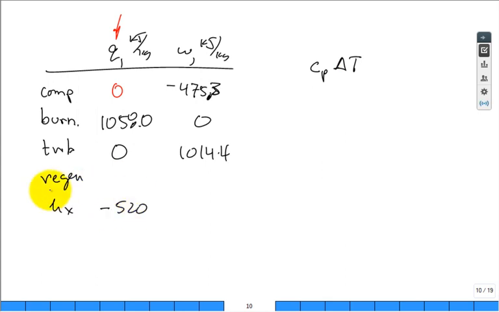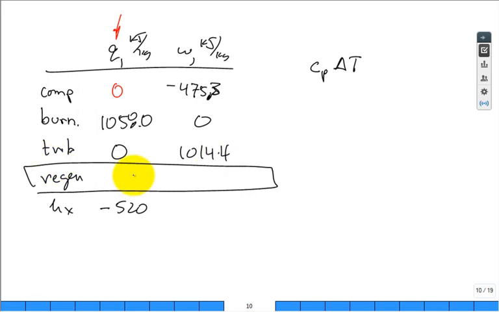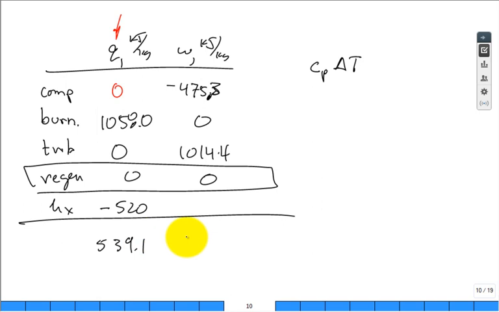How about for the regenerator? Now, this is the part where it's 0, 0. There's no external transfer to or from the regenerator, heat transfer or work. It's heat transfer inside the regenerator. Right. When you do the sum, you find this is 539.1. What do you know? They're the same. Hence, it's okay. Good.